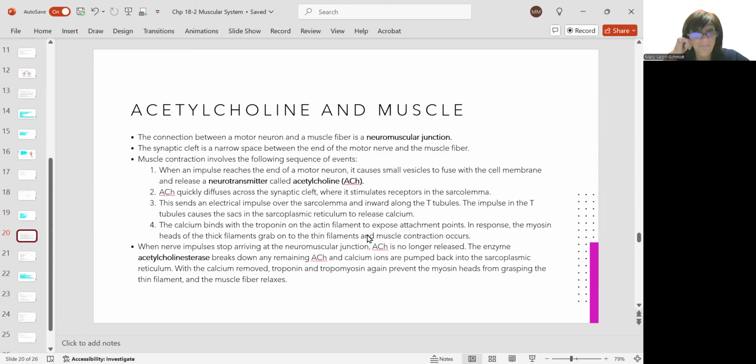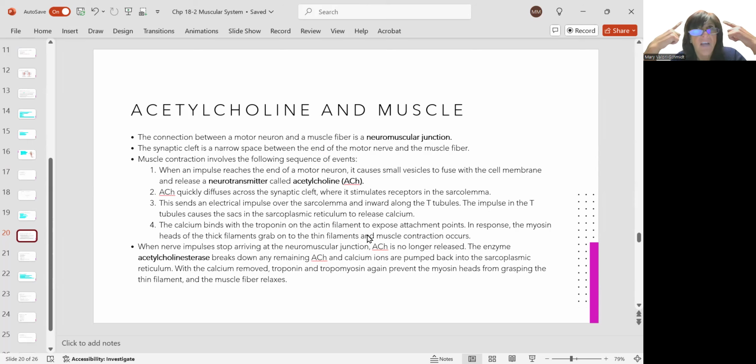Now, acetylcholine, right? That neurotransmitter that I was talking about. So there's a neuromuscular junction. That's the little connection, like a bridge, between the nerve and the muscle. And in there's a little space where those little finger-like things were with the acetylcholine receptor sites. So this is the way it happens for the muscle to contract.